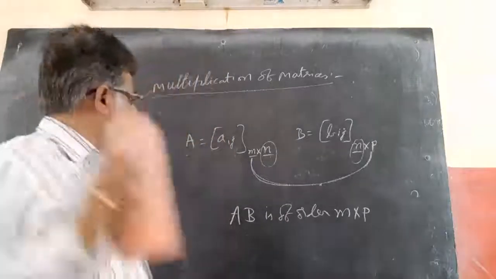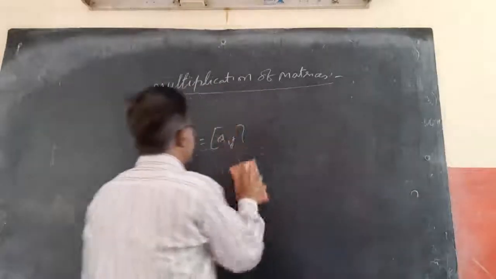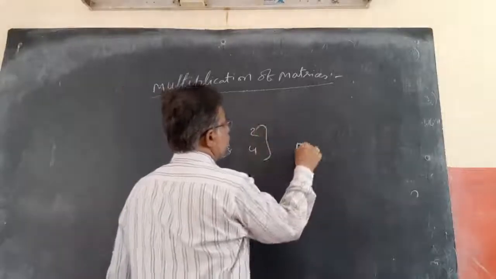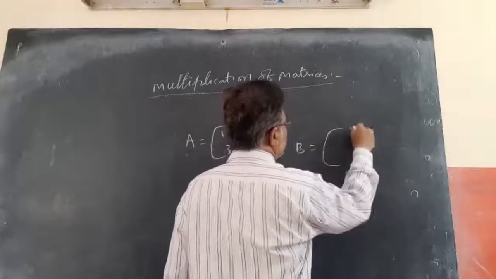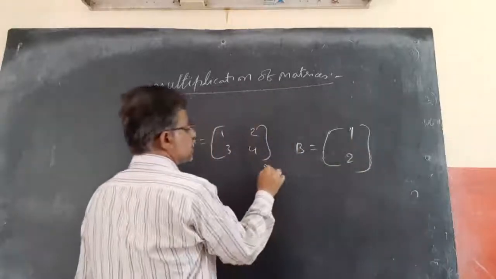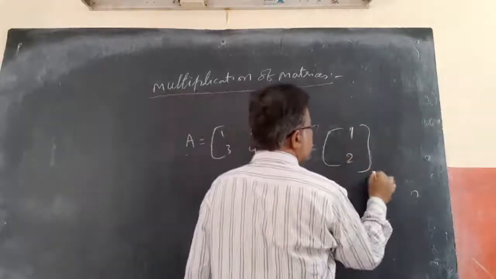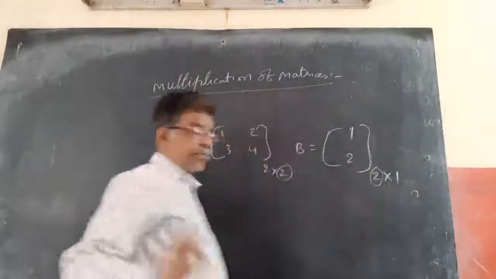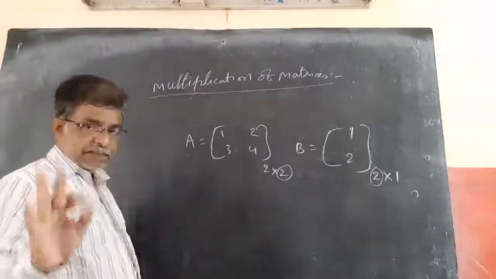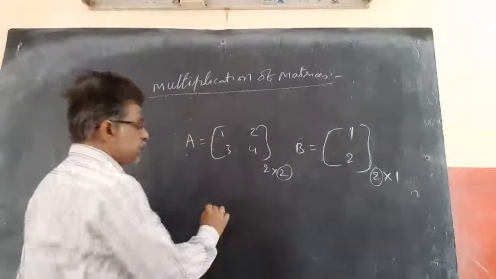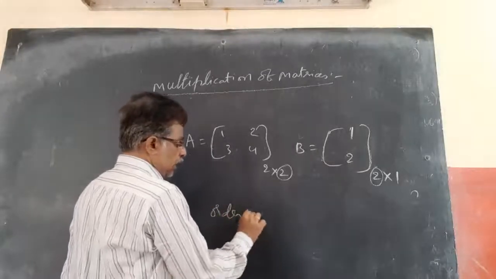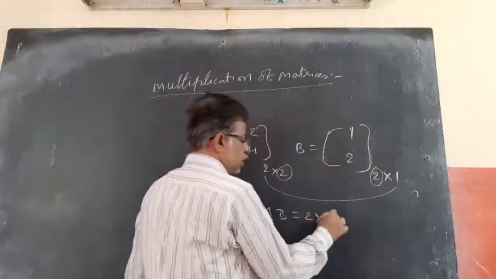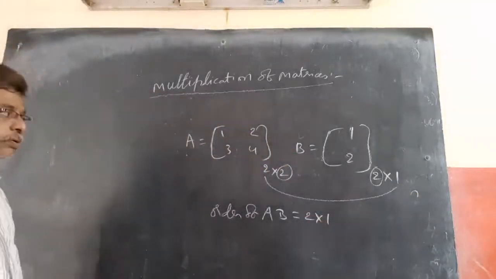Let me take an example. If A = 1, 2, 3, 4 and B = 1, 2. What is the size of A? 2 by 2. What is the size of B? 2 by 1. These two are equal, so matrix multiplication is possible. Now AB is possible, and the order of AB is 2 by 1.